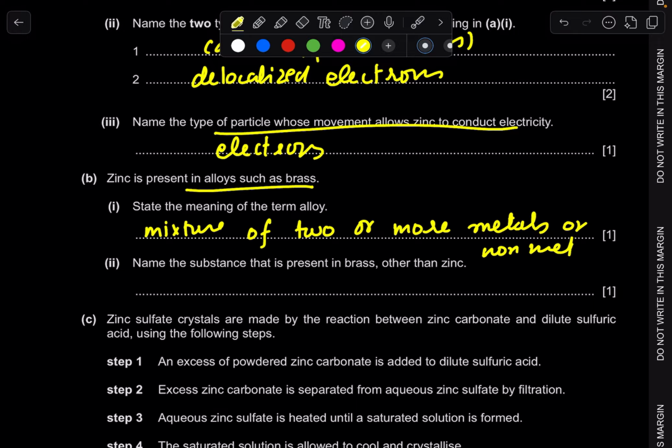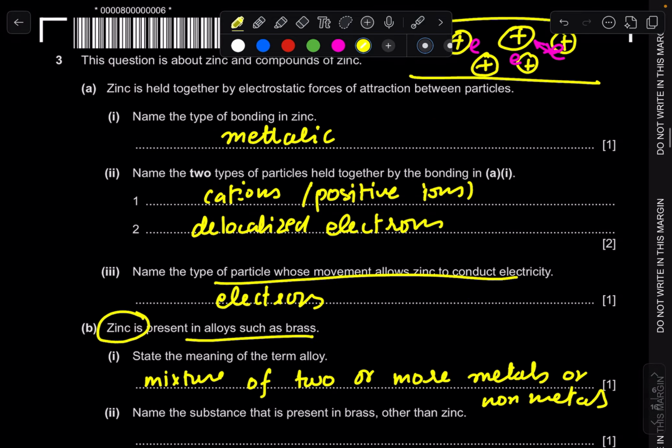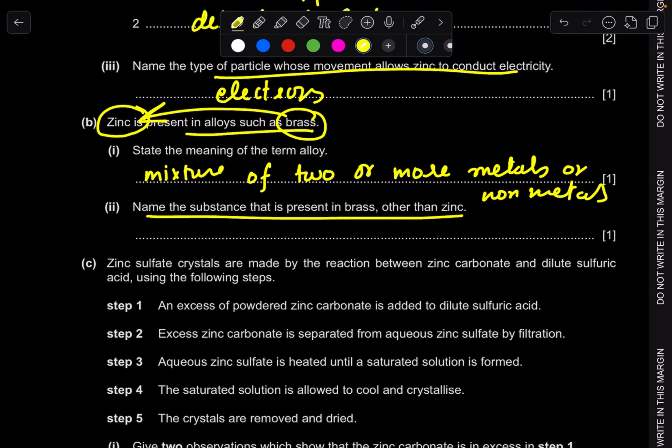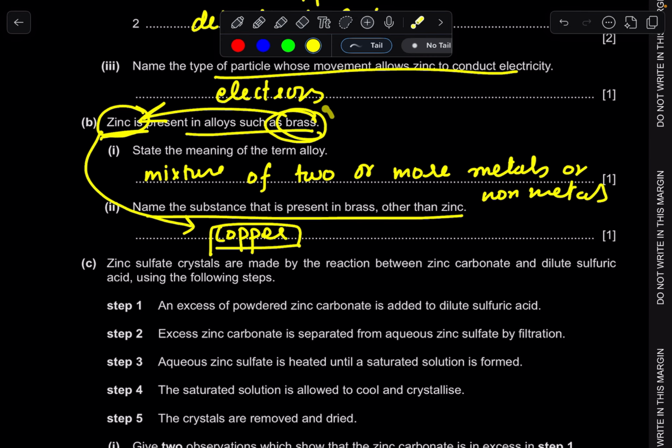So when you're combining two or more metals, for instance zinc is present in an alloy, which is brass, and brass is not only made up of zinc. There's another element in brass. Name the other substance that is present in brass, and that is copper. So if you mix copper metal and zinc metal, what are you going to form? You're going to form brass. And why do we form alloys? We form alloys because alloys are harder and stronger than pure metals.